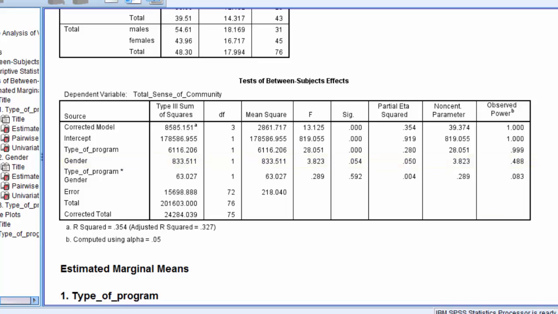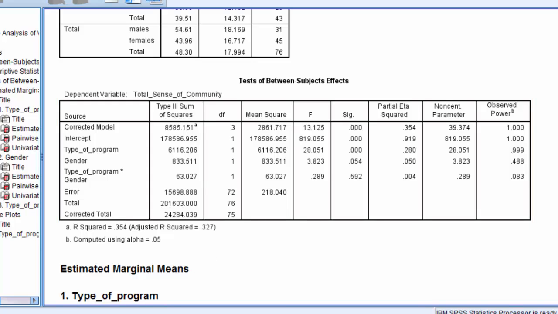Because in this row, in the significance column, we are going to be able to determine whether or not we have a statistically significant interaction. So let's take a look at this row, and specifically at the sig column, which contains the significance value for the interaction effect. Remember, if our interaction is statistically significant, we will have a p-value of less than 0.05. Here we see that the value in the sig column is 0.592, which is more than 0.05, so this means that the interaction effect is not significant.